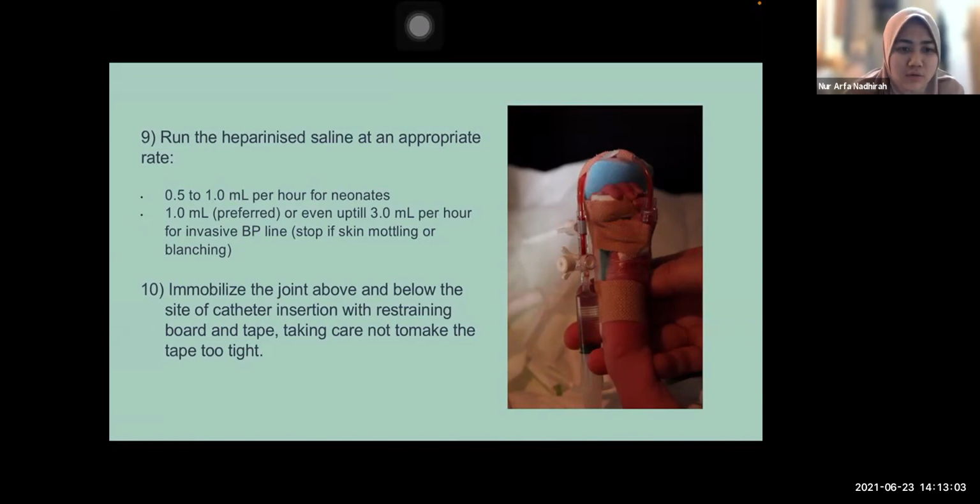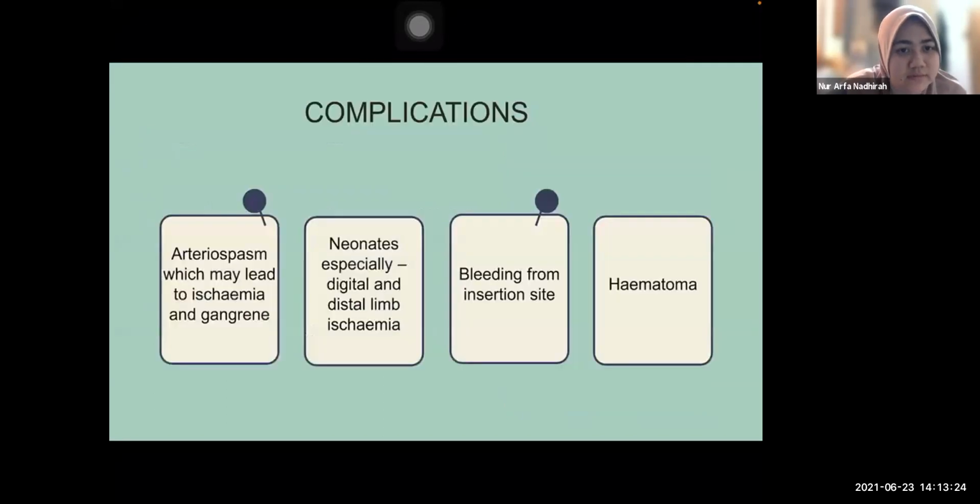And also, we will immobilize the joint above and below the side of catheter insertion with a restraining board and tape, taking care not to make the tape too tight, because the children can move and can cause dislodgement of the cannula.